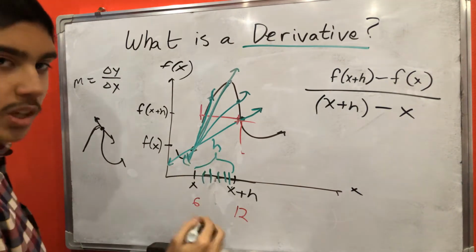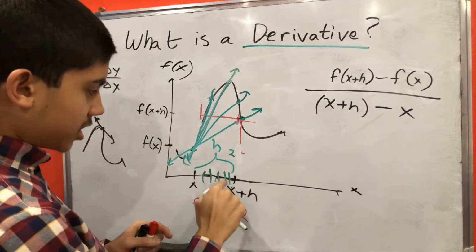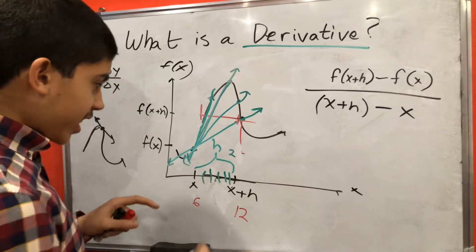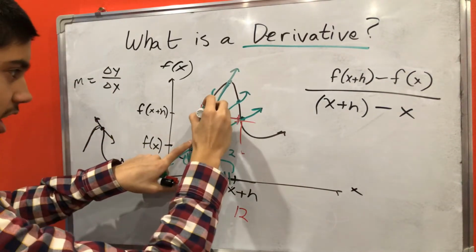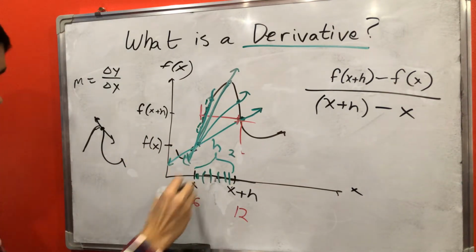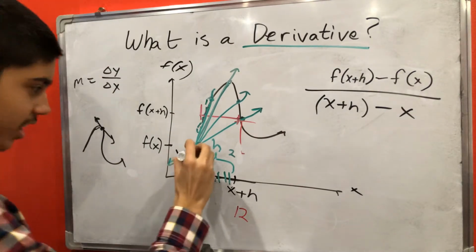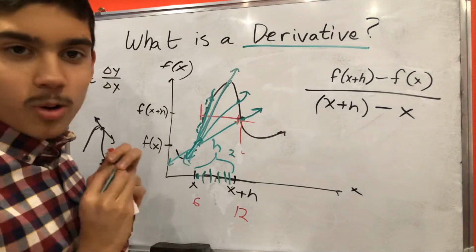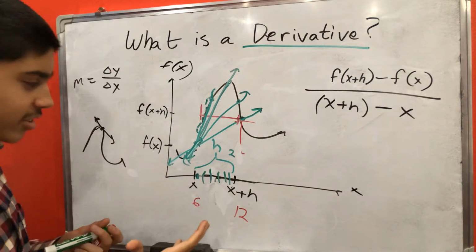And what is happening to h? Let's say h was 2. h is becoming like 1.5, 1, 0.5. So I'm going to decrease h all the way until it gets super close to x. And as it gets super close to x, it's basically going to become the tangent line. So now we can use our idea of limits to define the derivative.